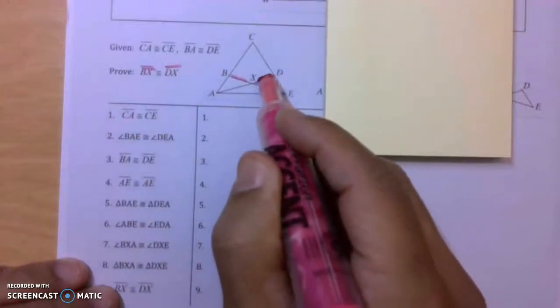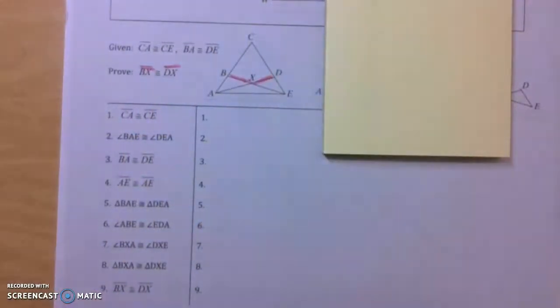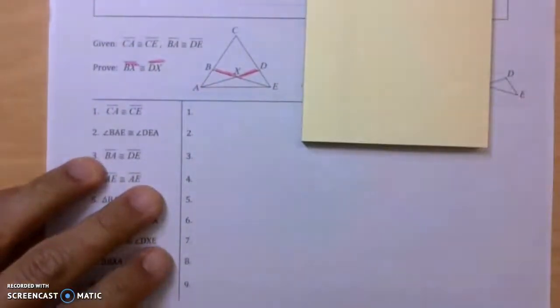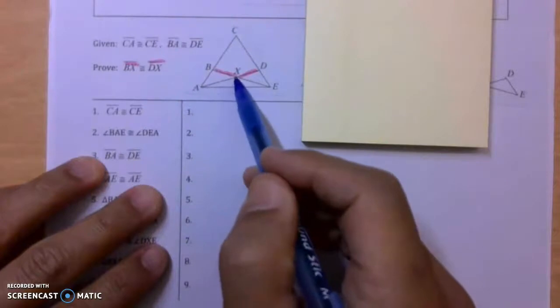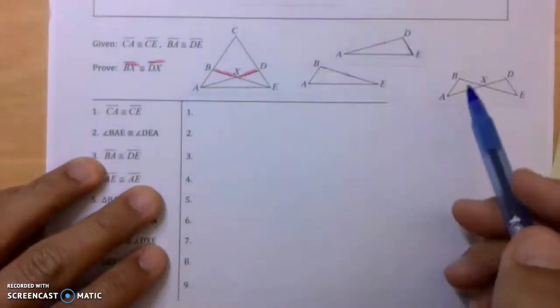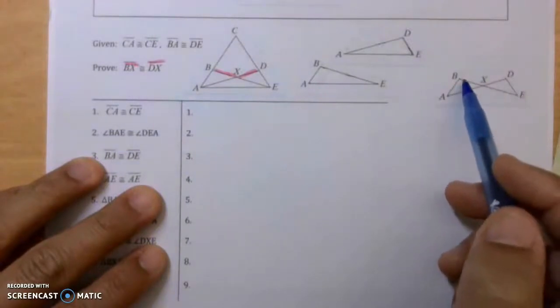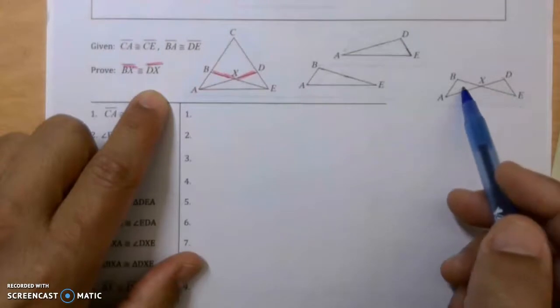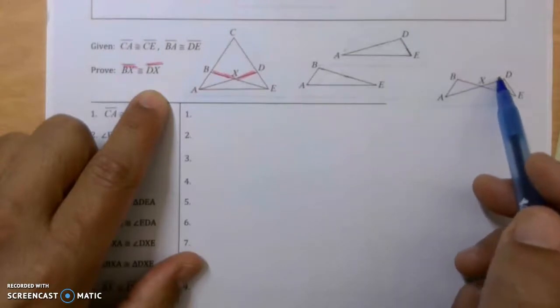And then they ask us to prove why B to X is equal to D to X. We're going to prove why these two pink sides are equal. And the way we're going to do it is to prove that this small triangle here is congruent to this small triangle here, because we want to get to this BX, DX. But if we can prove that these two triangles are equal, then we can go CPCTC.